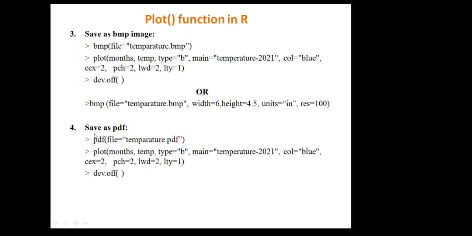Now we'll see how to save our graph as a PDF. If you want to save your graph as a PDF, then instead of JPG, PNG or BMP, you can simply use the PDF function. PDF, then the name of your file, then your plot function, that is the graph function, and then dev.off. So this is how we can save our plot.